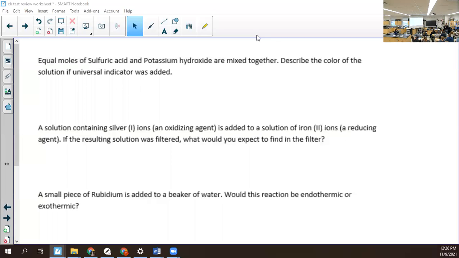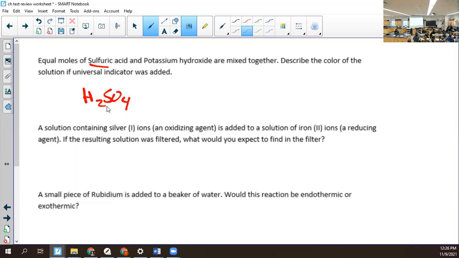Okay, so we were on the sulfuric acid and potassium hydroxide equimolar solution, right? And it turns red. All right, here is why. So equal moles makes it sort of a trick question. Equal moles makes you think, oh, I have equal moles because it says equal moles. But sulfuric acid is a diprotic acid. It means it gives off 2 hydrogens.